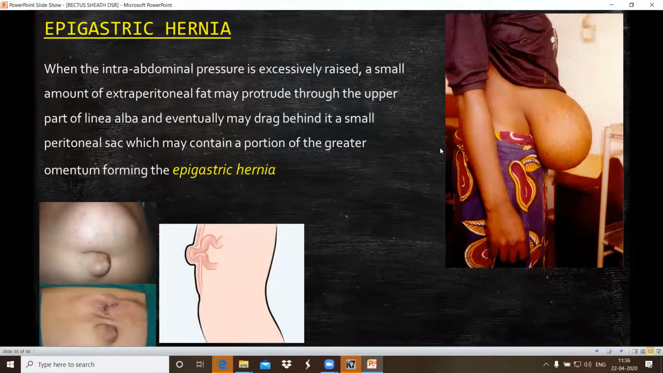Already I told that during pregnancy, or in elderly multiparous women or obese patients, what will happen? The abdominal muscles become weak, the recti muscles separate and the linea alba becomes thin. That's why any overstraining leads to the abdominal viscera coming out. This is the diagram showing the epigastric hernia. Especially the supraumbilical region is very common for epigastric hernia.